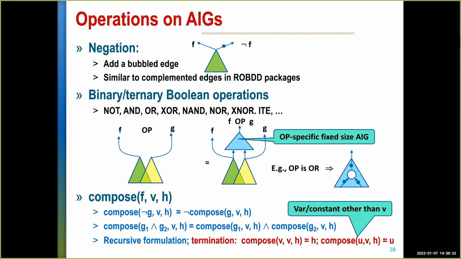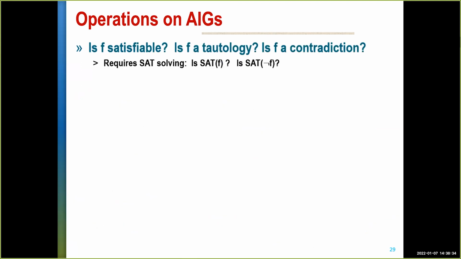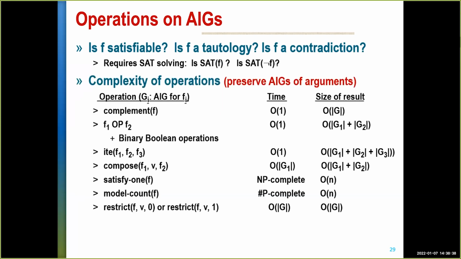So these are all easy operations on AIGs. Satisfiability, tautology, contradiction, of course, we need to call SAT solvers. So if you look at the complexity of operations, once again, by f here, I will mean a function and the AIG representing it. And here by the size of a graph, I mean the size of the AIG representing the graph.